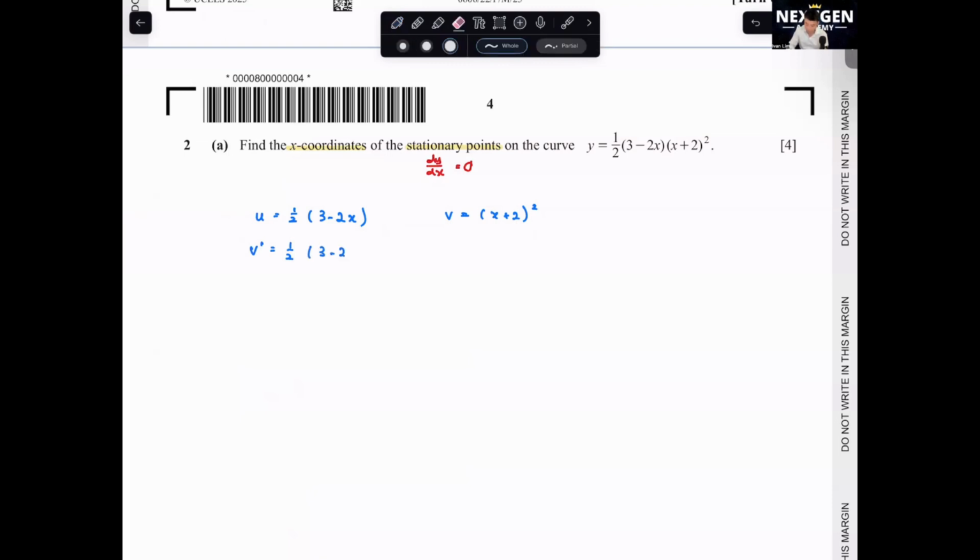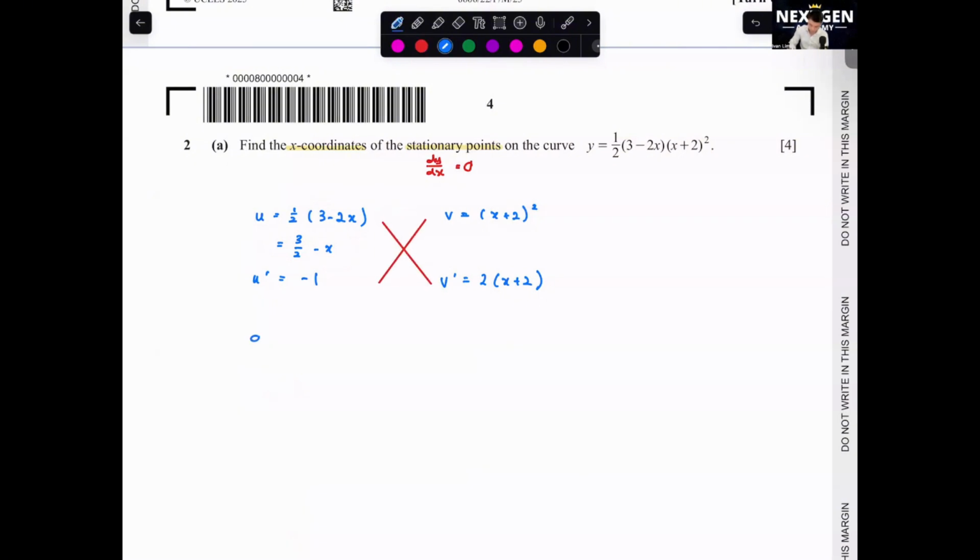Which way will be easier? This one, let's just open up the bracket for u. I think it's easier to do. 3 over 2 minus x. So u prime will just be minus 1. But later I will just use this value only. I think using this value itself will be easier. v prime is equal to 2 times (x plus 2). Anything else we can do? You multiply by 1. We are done. Now let's do it like that.